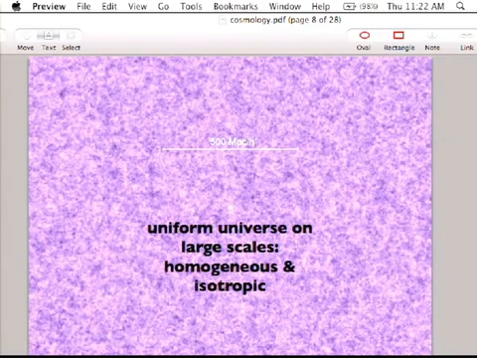Or just consider that if you smooth this density field with that kind of large sphere, then it looks like a uniform distribution. So this is an example of a uniform universe on large scale.